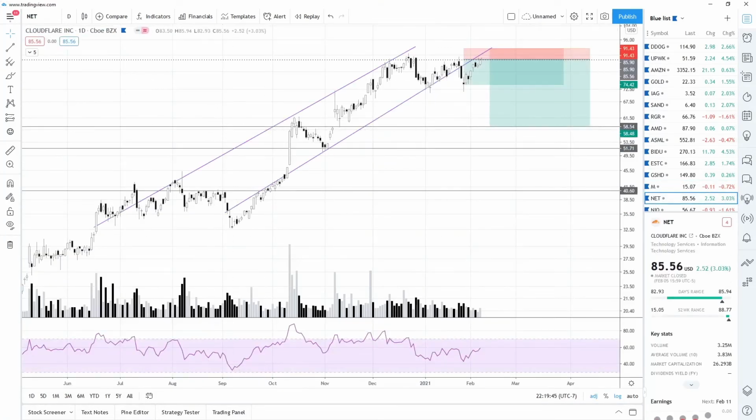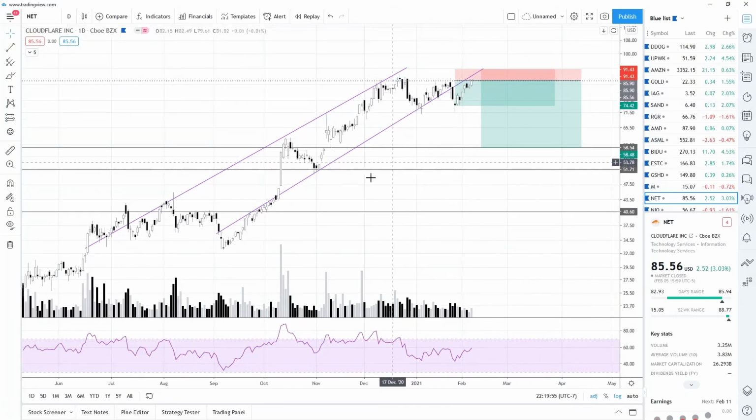Net. This is a stock that's setting up for a short. It's got 6% short float, and it looks to me like it broke down and it's just doing a back test. So right now would be a good entry area for a short.